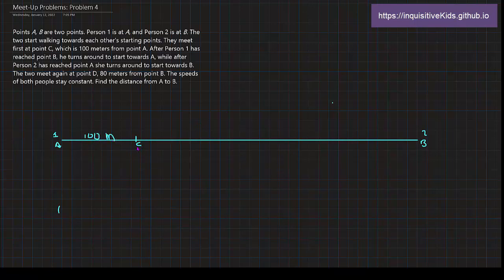After person 1 has reached point B, he turns around to start towards A, while after person 2 has reached point A, she turns around to start towards B. They meet again at point D, which is 80 meters from point B. The speeds of both people stay constant, so find the distance from A to B.